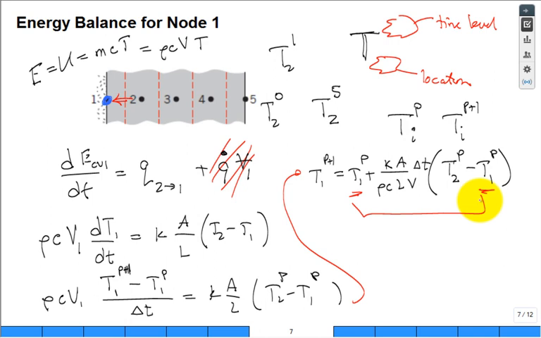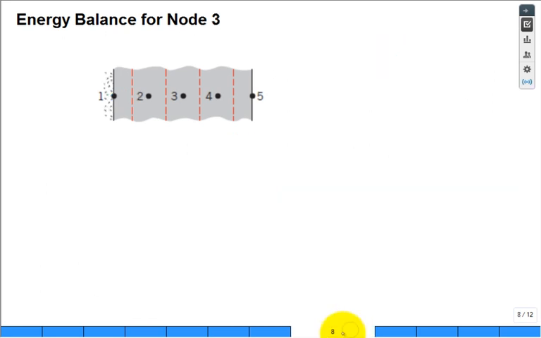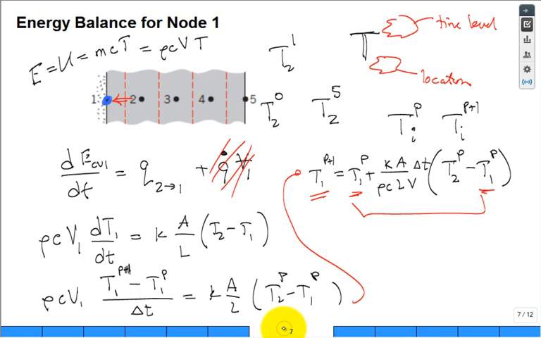Make sense? So this allows me to move up in time levels for node 1. Guess what we have to do it now for? An interior node. Node 2, node 3, and node 4 are going to look alike. And then we have to do it for node 5 because it's a convective boundary condition. And you have to get these equations right before you implement in your code. Did everybody write that down, or do I need to go back? Go back a little bit.